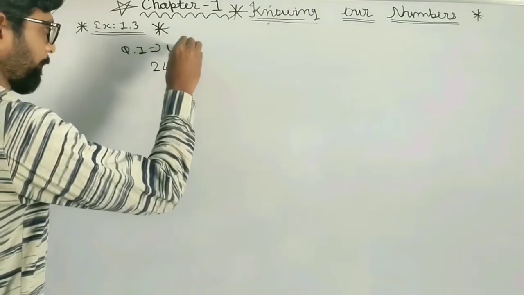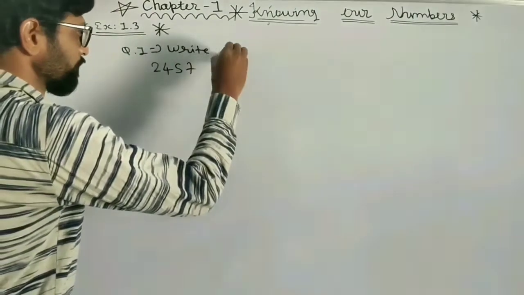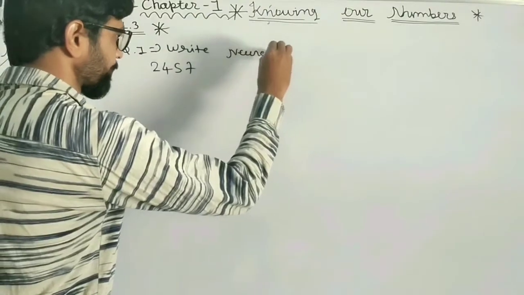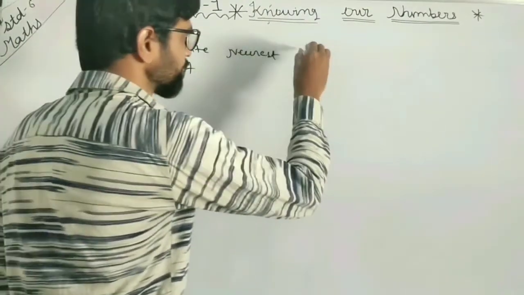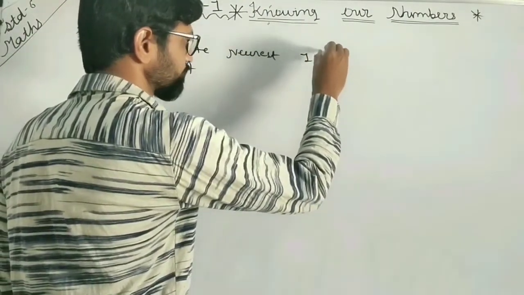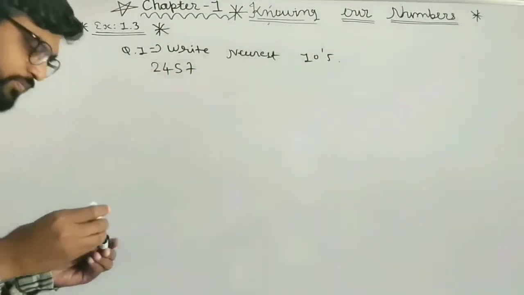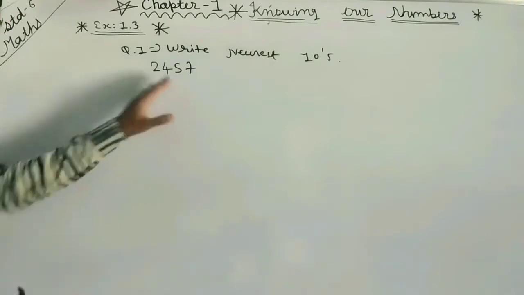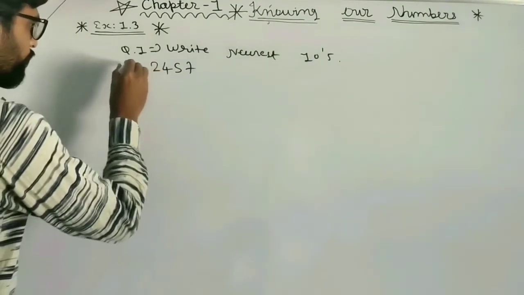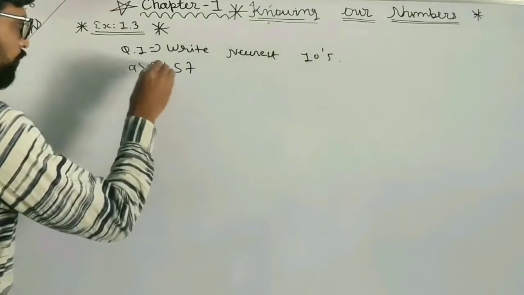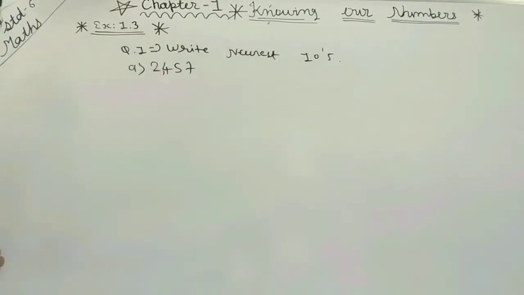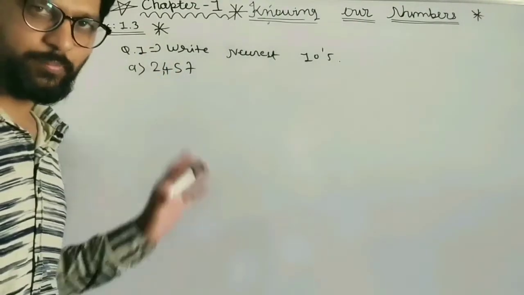write nearest or round off tens. Write nearest tens. Then we can see here a number given, 2457. This is the number.